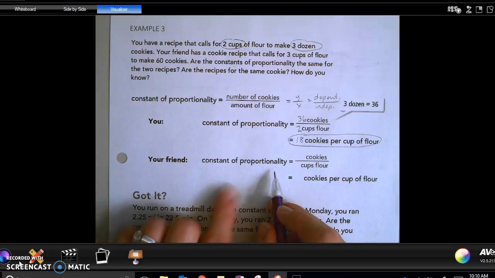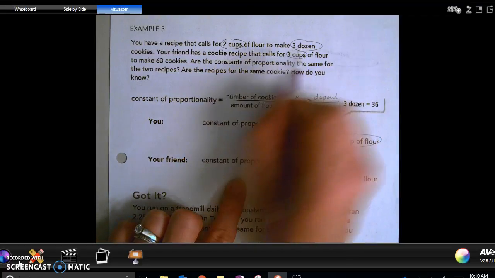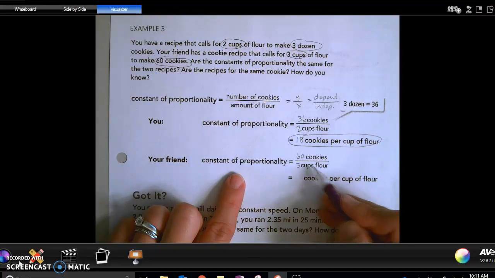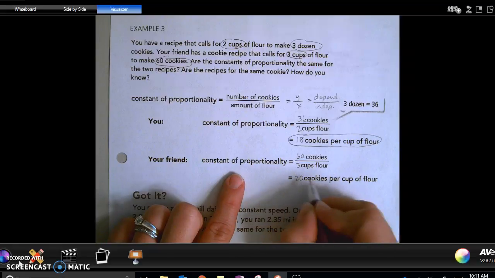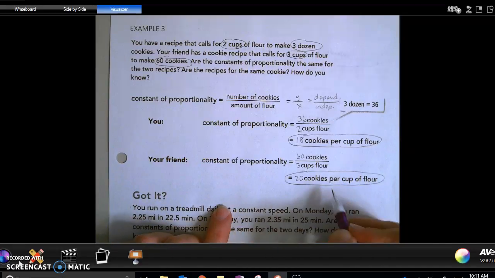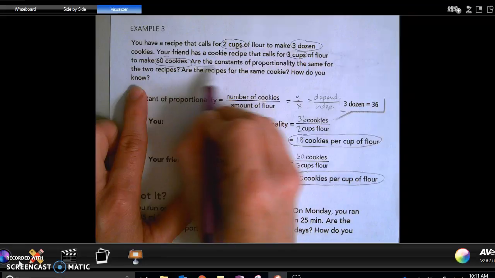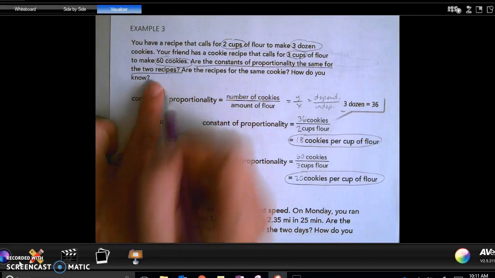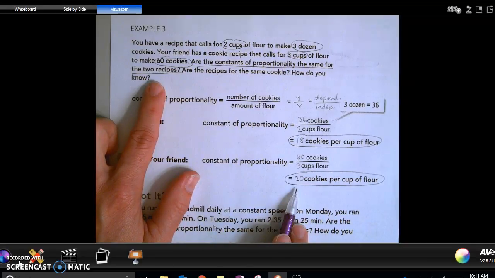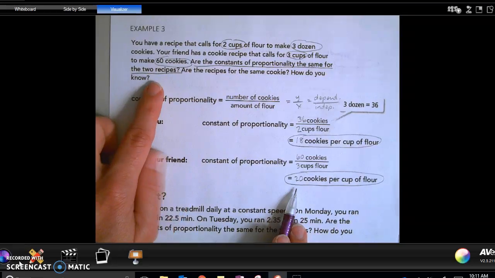My friend has a recipe that calls for 3 cups of flour to make 60 cookies. So 60 cookies per 3 cups of flour. If I reduce this to lowest terms, 60 divided by 3 is 20. So that tells me 20 cookies per 1 cup of flour. Let's come back up to my question. Are the constants of proportionality the same for the two recipes? Definitely not. 18 cookies per cup of flour, 20 cookies per cup of flour. Not the same. Are the recipes for the same cookie?